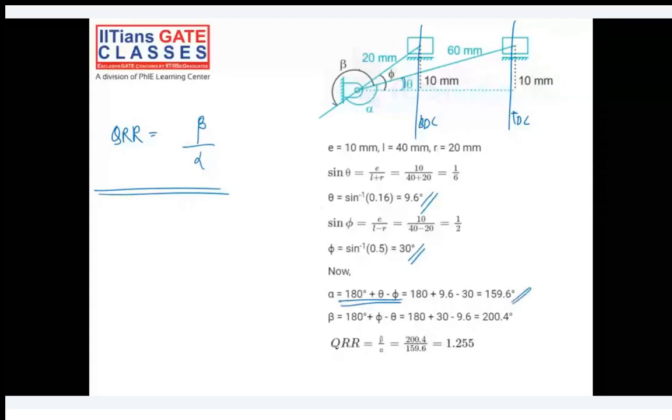Okay, hence the correct option is 1.25. We don't have options, we have to write it here. So 1.25 is the correct answer in this case.